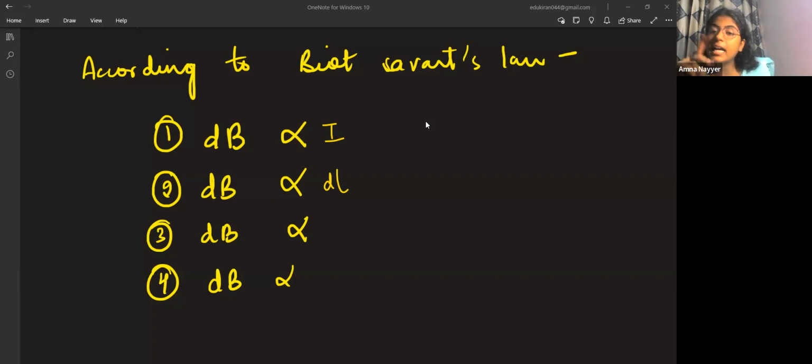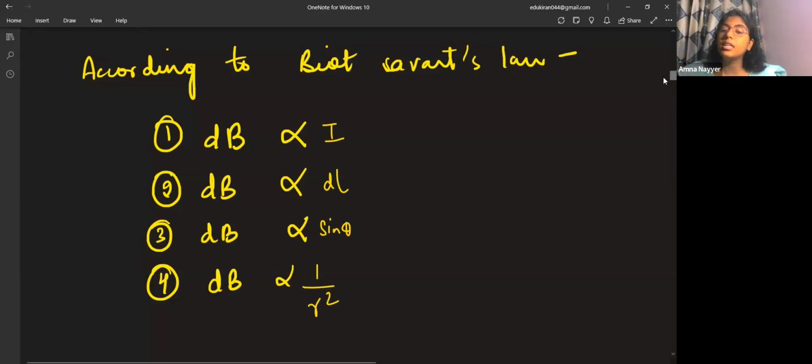One more thing, we had seen the angle between the current element and the position vector. The field is directly proportional to the sine of this angle, sine theta. So three things it is directly proportional to. One thing it is inversely proportional to, which is 1 by r square. Remember in Coulomb's law also you must have seen the force F is equal to K Q1 Q2 divided by r square. So here also you have r square, that is the inverse square rule.